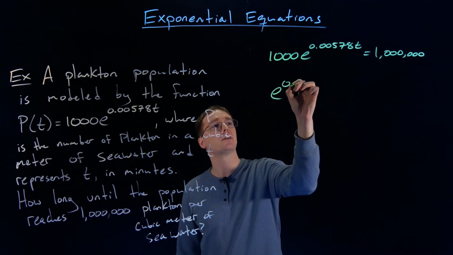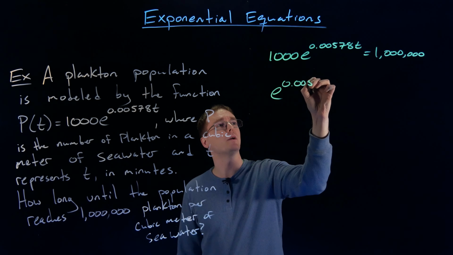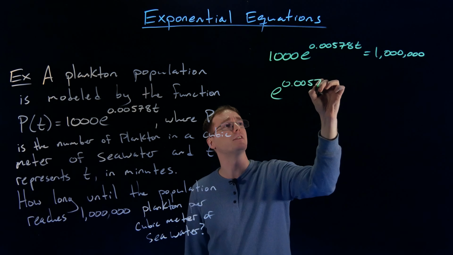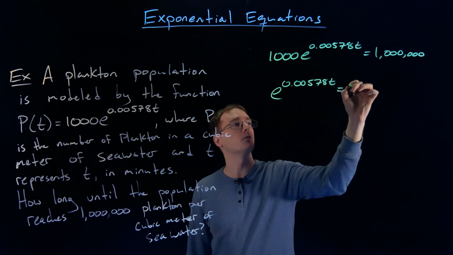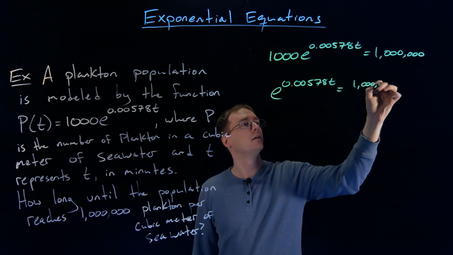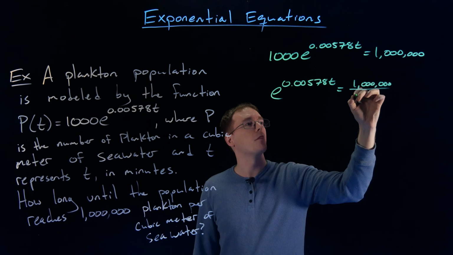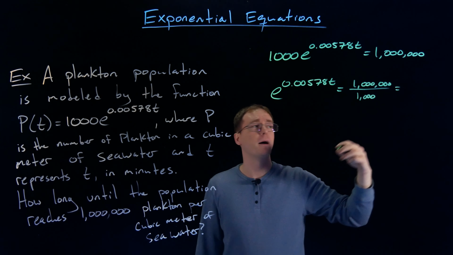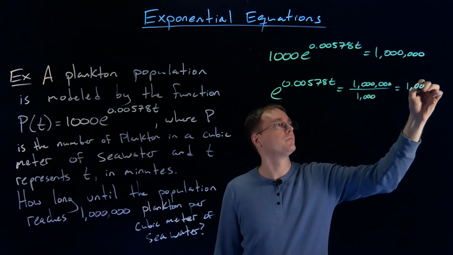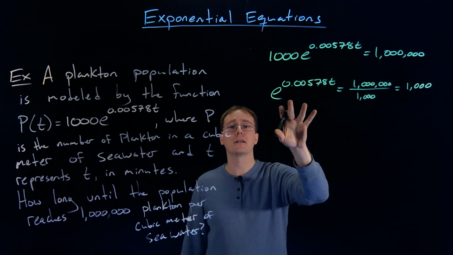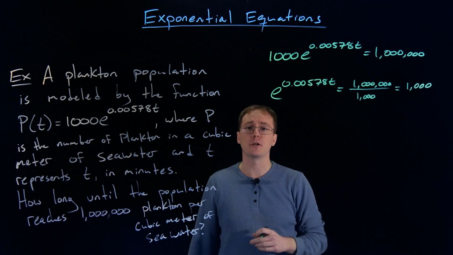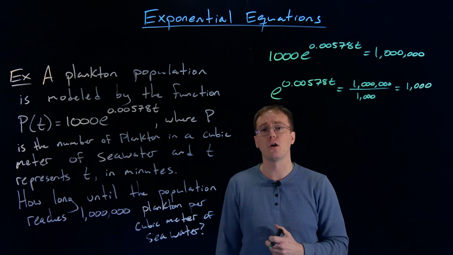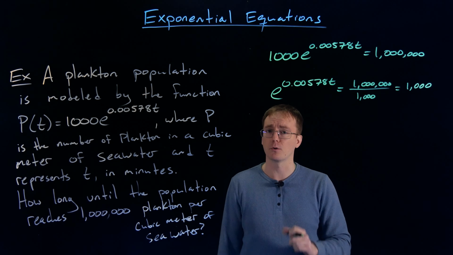So if we divide both sides of our equation by 1,000, we end up with e to the 0.00578 times t is equal to 1 million divided by 1,000. We can simplify that: 1 million divided by 1,000 is 1,000. And so now that we have our exponential isolated on one side of our equation and it's equal to just another number on the other side, we can convert it to its logarithmic form and make progress towards solving.